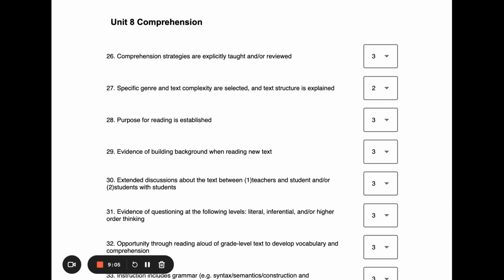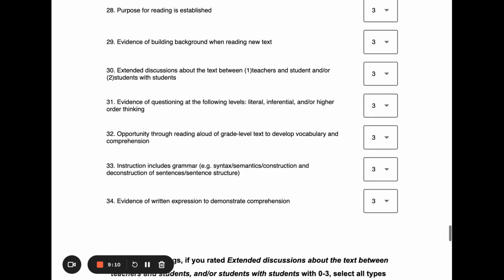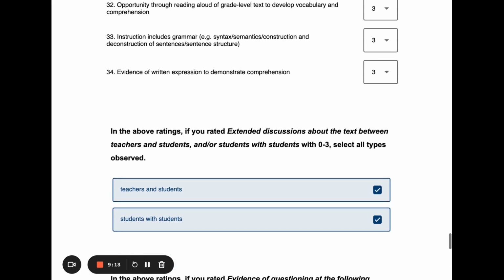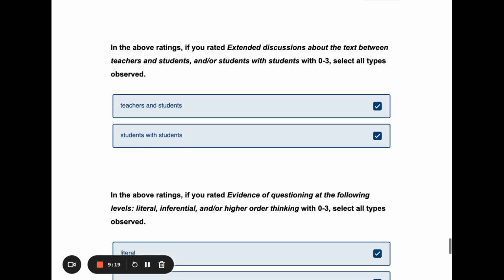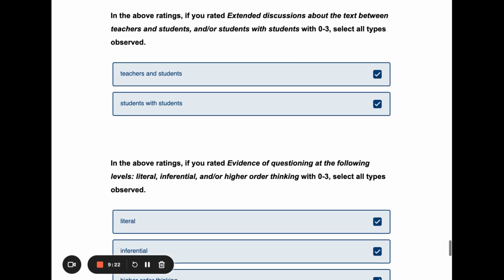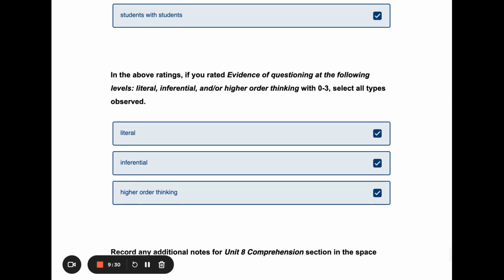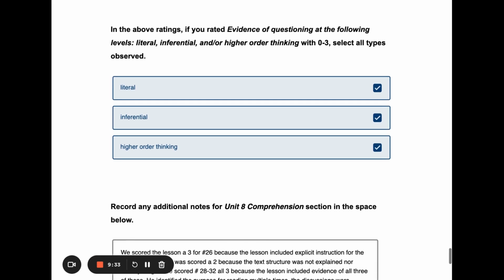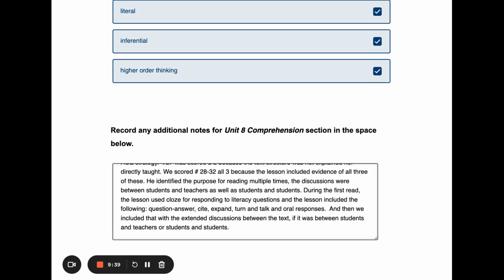He identified the purpose for reading multiple times. The discussions were between students and teachers, as well as students and students. During the first read, the lesson used close reading for responding to literacy questions, and the lesson included question, answer, cite, expand, turn and talk, and oral responses. So again, it's very important to take detailed notes about why you're scoring something the way you are.